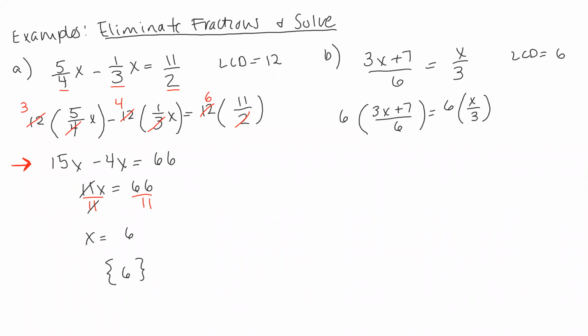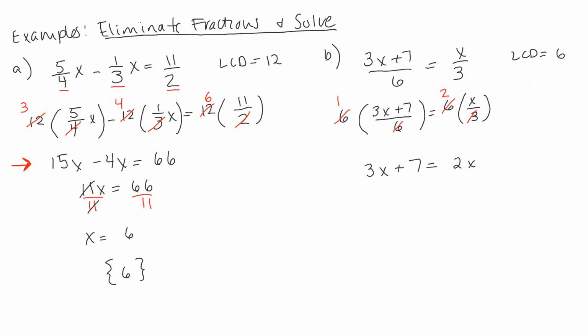Now I'm going to simplify. In the first term, I notice that 6 goes into itself 1 time, and 3 goes into 6 twice. For the first term, I just get 1 times (3x plus 7). So that ends up just being 3x plus 7. I don't have to do any really difficult distributing. And then 2 times x is 2x.